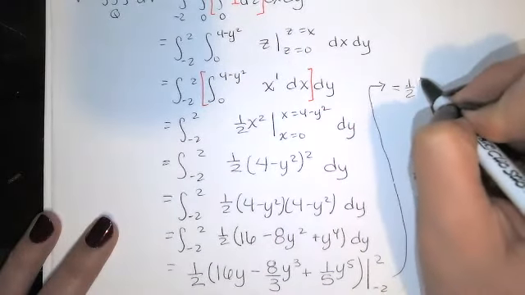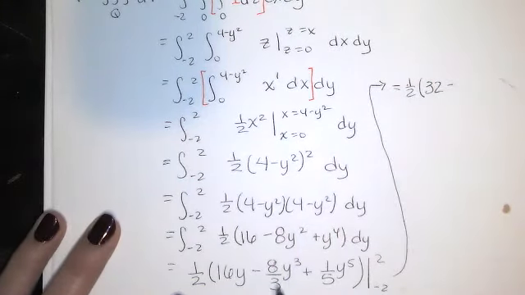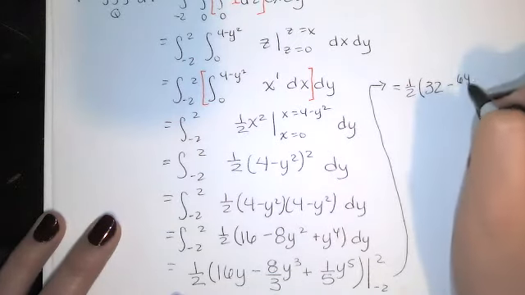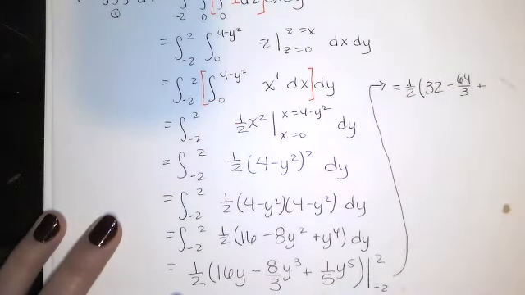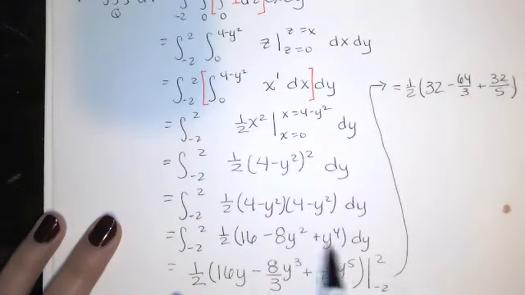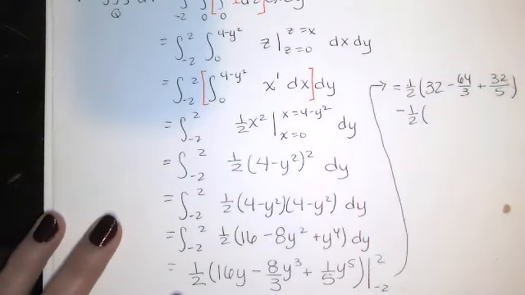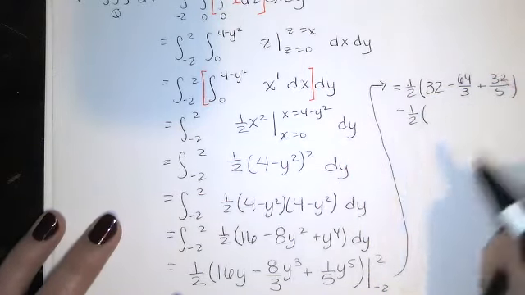So we have 1/2 of 16 times 2 is 32, minus, we're going to have 8 times 8 over 3, that's 64 over 3, plus 2 to the 5th, that's 2 times 2, which is 4, times 2 times 2 is another 4, so 4 times 4 is 16, times another 2 is going to be 32 over 5. That's all of that evaluated at x equals 2. Or excuse me, y equals 2, and then we want to evaluate the same thing at y equals -2.